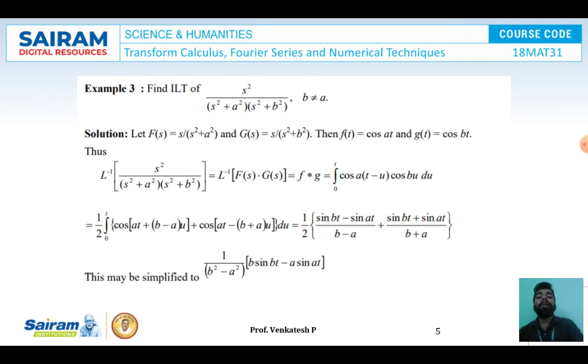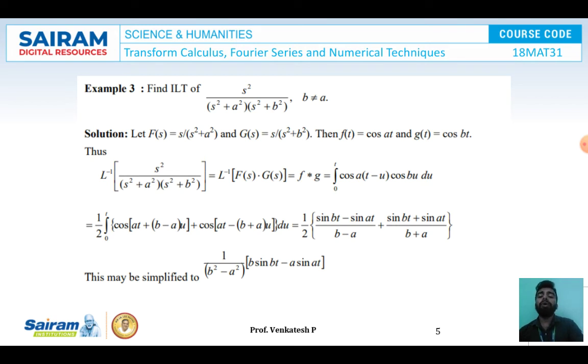So applying Laplace inverse for these two functions on both the sides, we'll be getting Laplace inverse of F of s is equal to Laplace inverse of s by s square plus a square. Laplace inverse of G of s is equal to Laplace inverse of s by s square plus b square. So this will be equal to f of t is equal to cos at and g of t is equal to cos bt. So now according to the formula, I'll be converting this f of t as f of t minus u, g of t as g of u. So we'll be getting cos of a into t minus u and cos of bu.